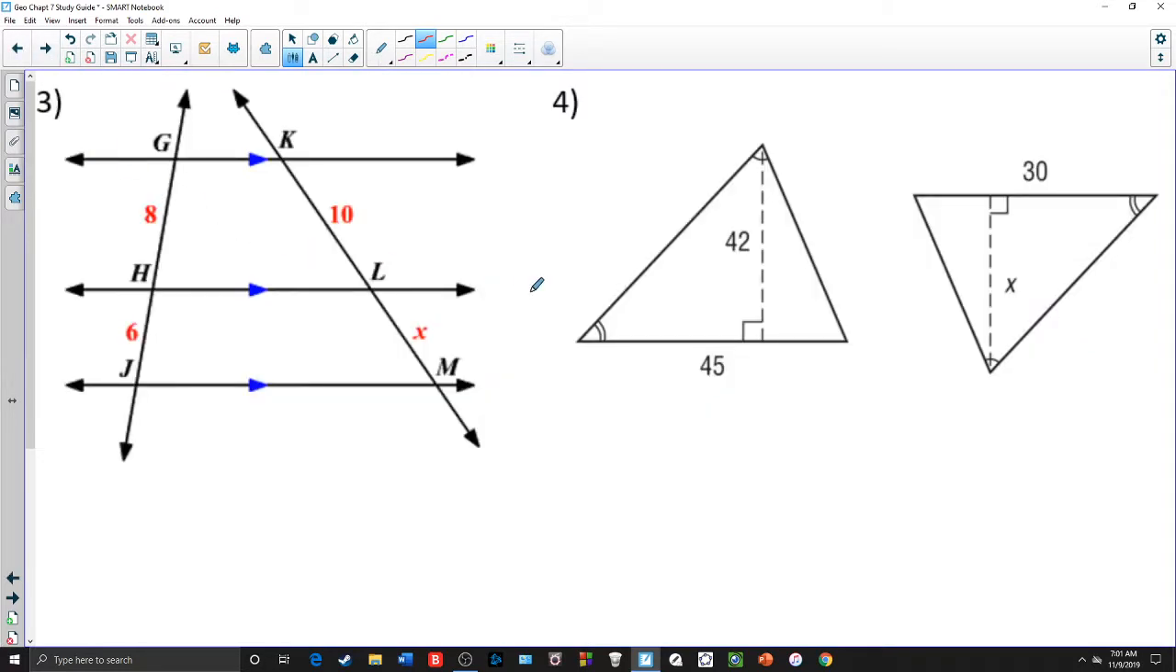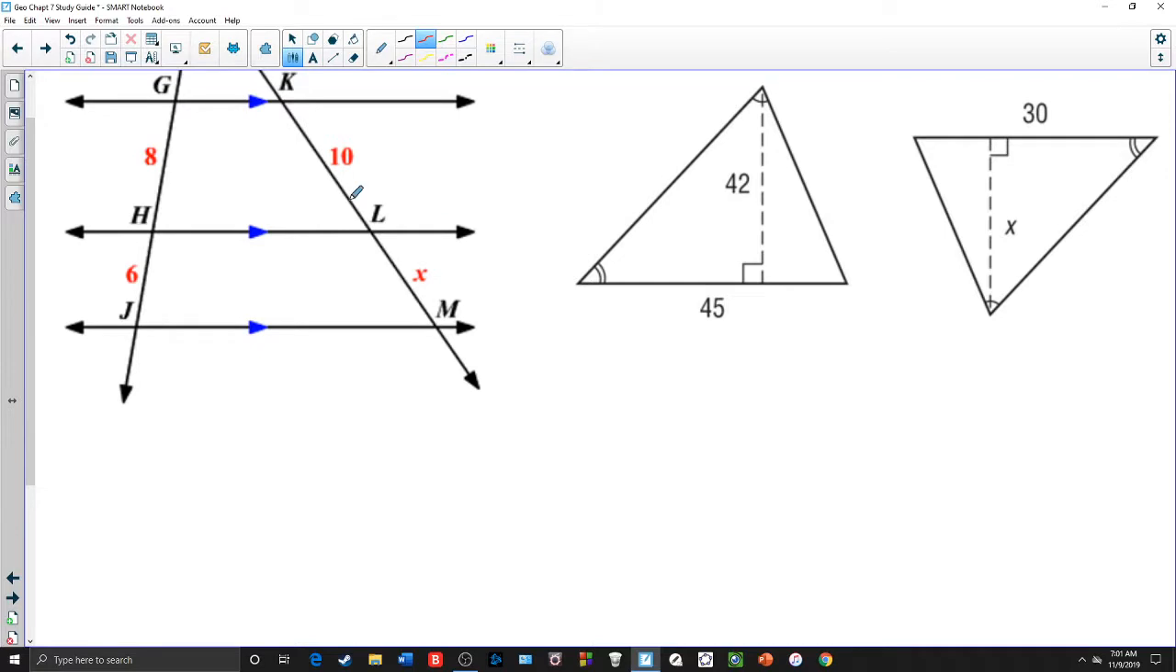So these here, again, similar idea, just different diagrams. This is much like the last one. It's a little bit of a bigger picture and has more parallel lines, but it's the exact same problem. It's this side to this side and this side to this side. So I have 8 over 6. You can say top to bottom if you want. 8 over 6 and 10 over x.